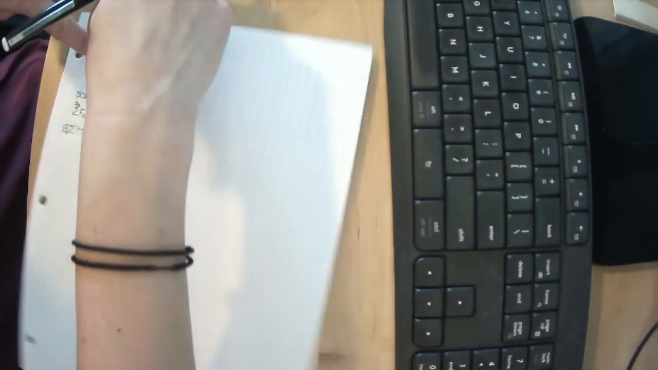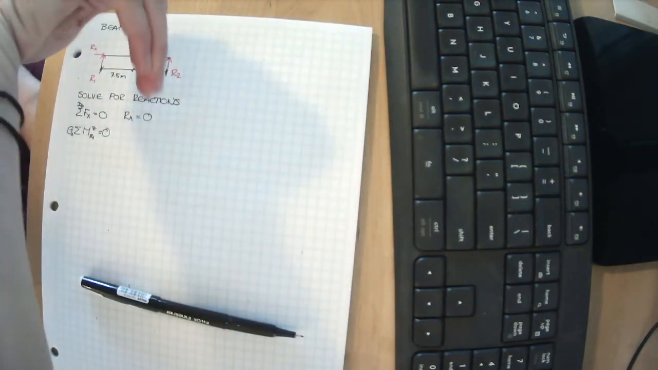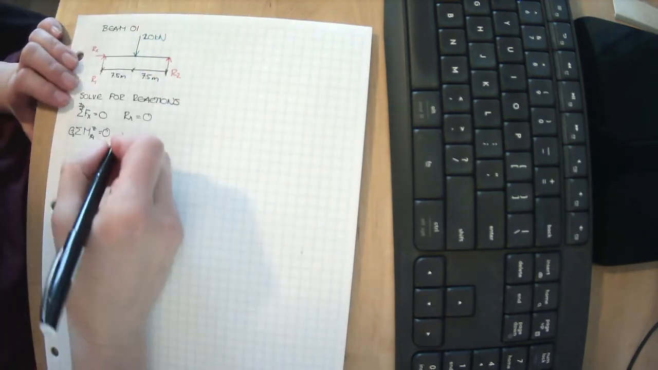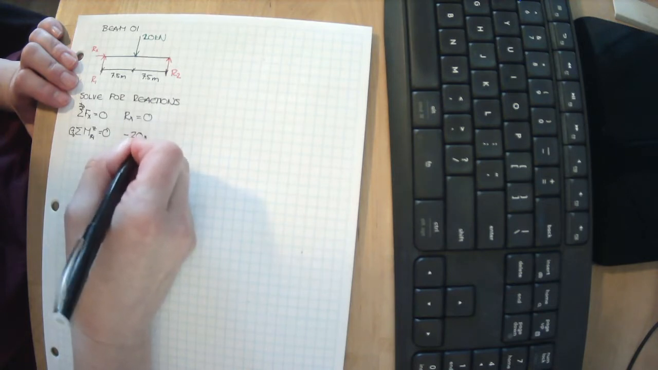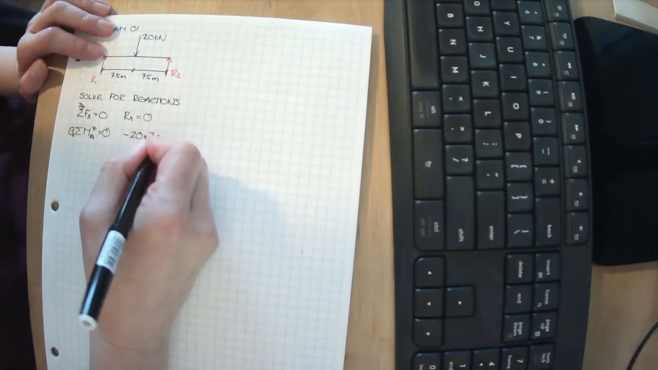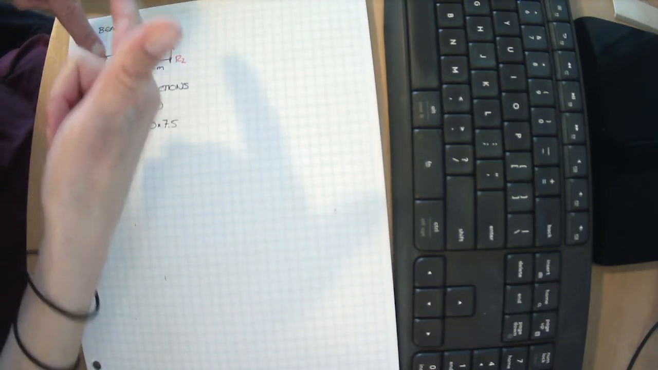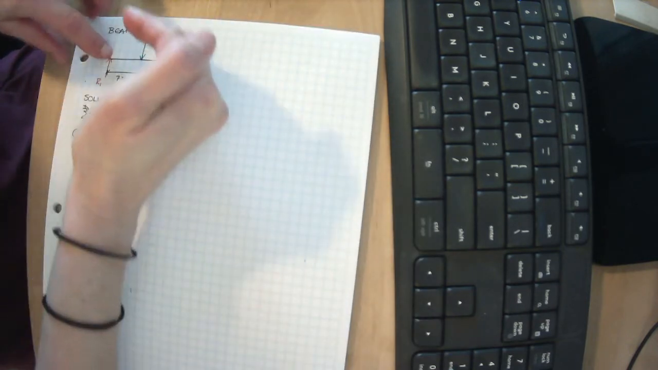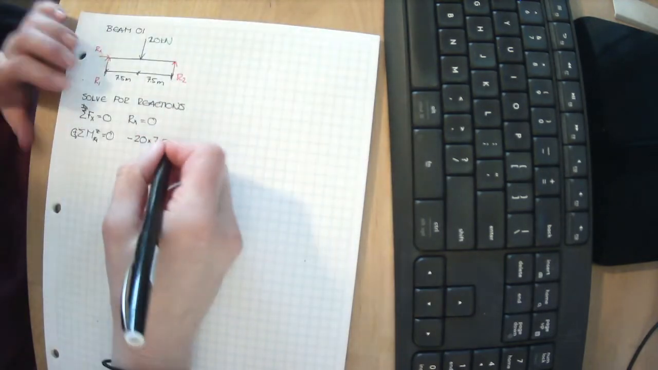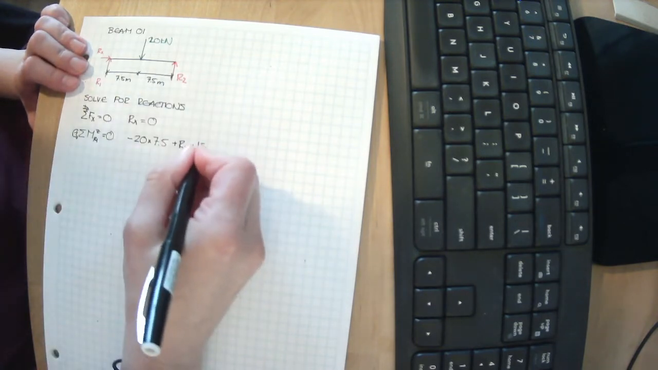Okay, thumbtack right here. My 20 kilonewtons spins it in that direction. Curl my fingers in the direction it's going to spin. My thumb points into the page. That tells me it's negative. So minus 20 times the eccentricity from the thumbtack, or 7.5 meters. Thumbtack right here. R2 tries to spin the page in this direction. My thumb then tells me that it's coming out of the page, which means it's positive. So plus R2 times 15 meters.